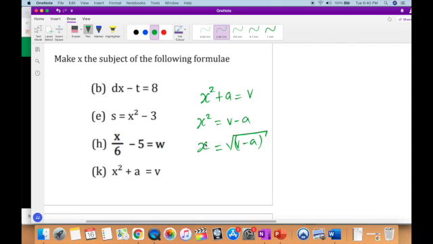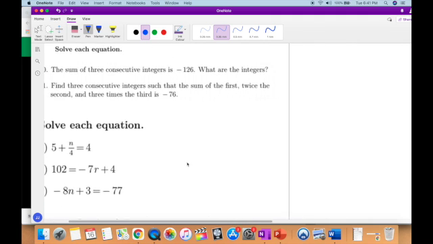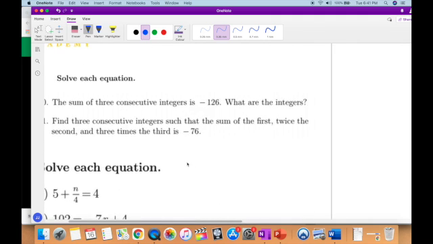Now this root thing does work for anything, right? So if it wasn't squared, if it was cubed, then I could say x is equal to the cube root of v minus a. If it was to the power of 5, I could say x is equal to the 5th root of v minus a. Thankfully, in CSEC, you may not have to do anything like that, but it's always good to have the understanding, right?